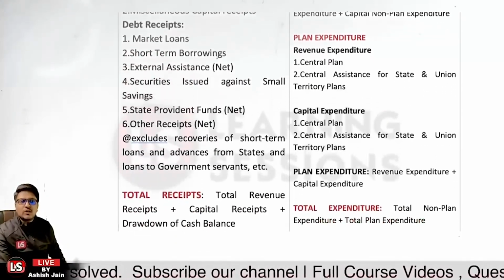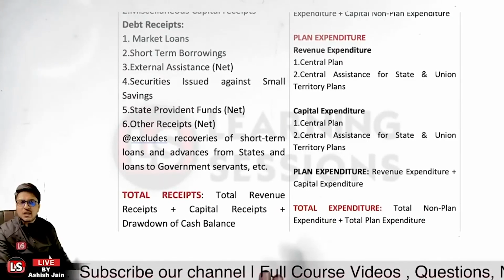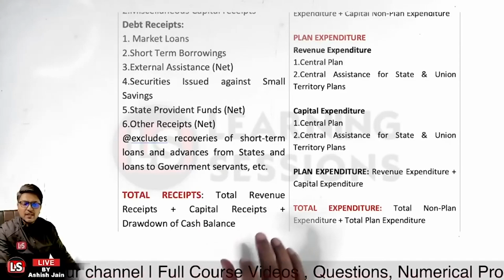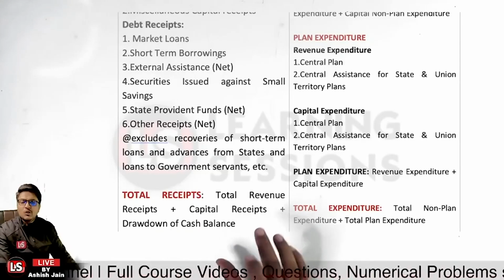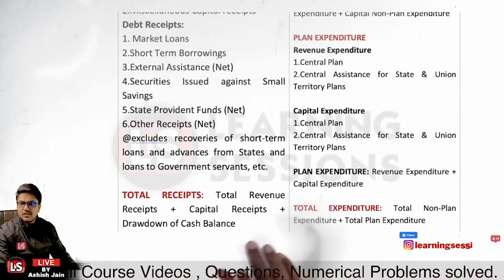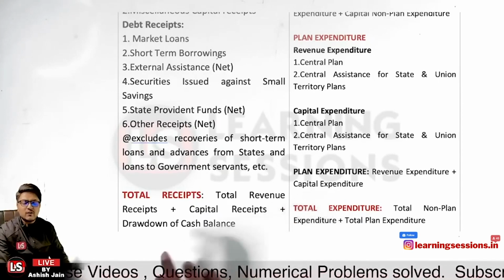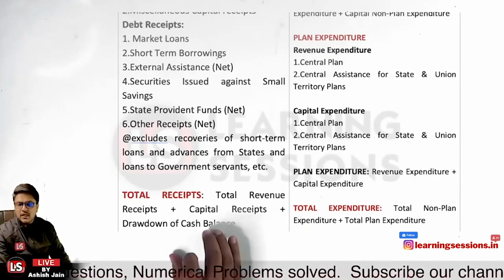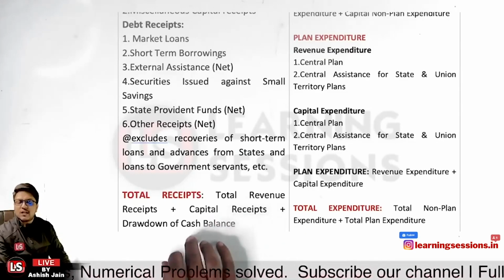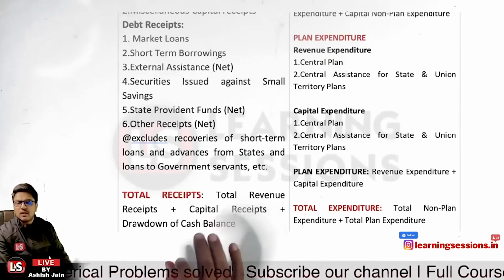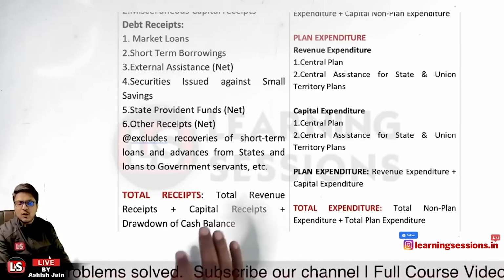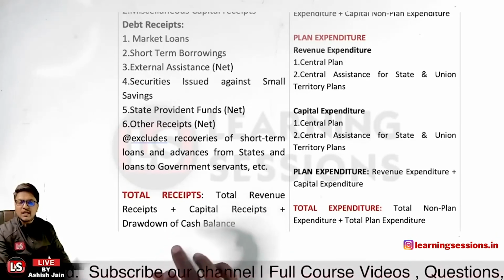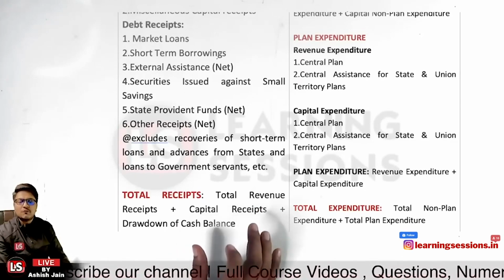So we can say the total receipts are equal to what? Total receipts are equal to total revenue receipts plus the total capital receipts, plus the drawdown of cash balance, that will be taken as such. Now, what is drawdown of cash balance? It is not that much important from the syllabus point of view and from the exam point of view, but you must have an idea related to it, that what is a drawdown of cash balance.